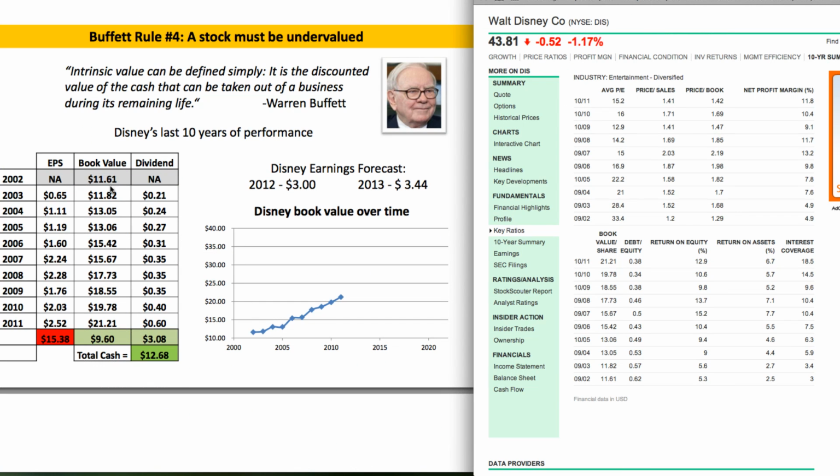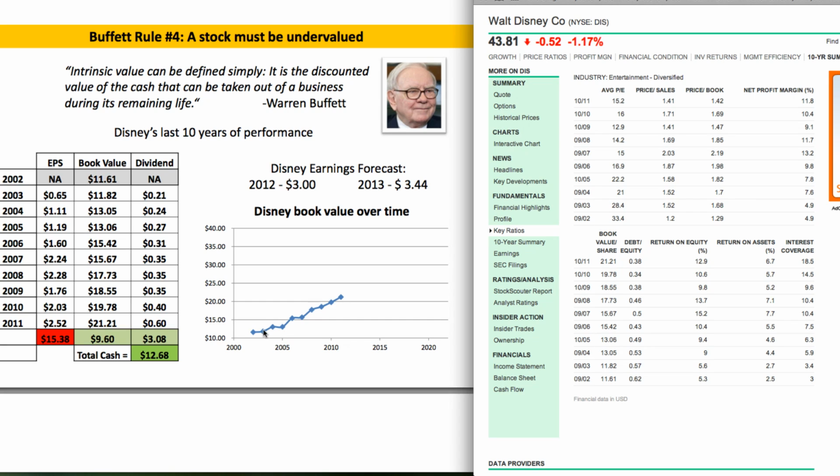Okay, so when we look at the EPS, if you remember, we had summed that up, and it came to $15.38 is how much earnings Disney made over the last 9 years. Okay, so from 2003 to 2011, their EPS totaled $15.38. Now, what that actually materialized into for the shareholder was $12.68. When we added up all those dividend payments and we summed how much the book value grew from 2002 to 2011, it was $9.60 and $3.08 for the dividends, and that totals $12.68.